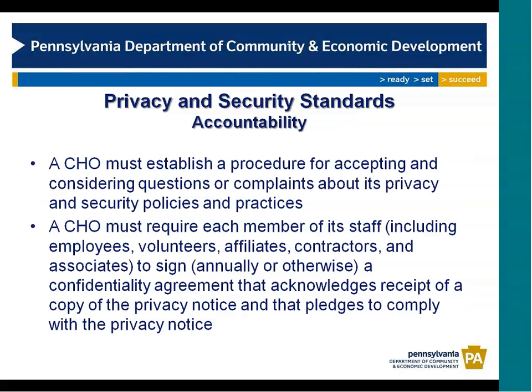Accountability. This is the final of the 6 privacy components. A CHO must establish a procedure for accepting and considering questions or complaints about its privacy and security policies and practices. A CHO must require each member of its staff, including employees, volunteers, affiliates, contractors, and associates, to sign annually or otherwise a confidential agreement that acknowledges receipt of a copy of the privacy notices and pledges to comply with the privacy notice.